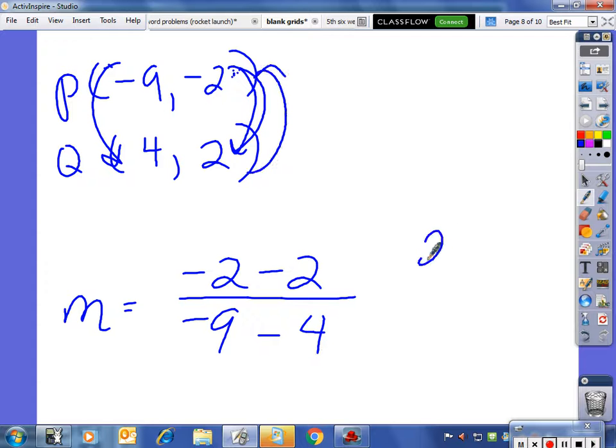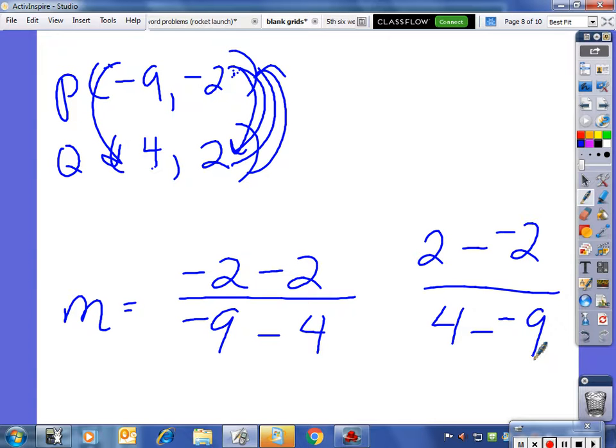I could have done 2 minus -2, so I could have started with this y value, but that means on the bottom I would have to do 4 minus -9. It doesn't matter which way you do it. But you got to stay consistent. If you're going to start with this y, then you must start with this x. And the y's are always on top. The x's are always on bottom. Let me show you how you're going to get the same answer.